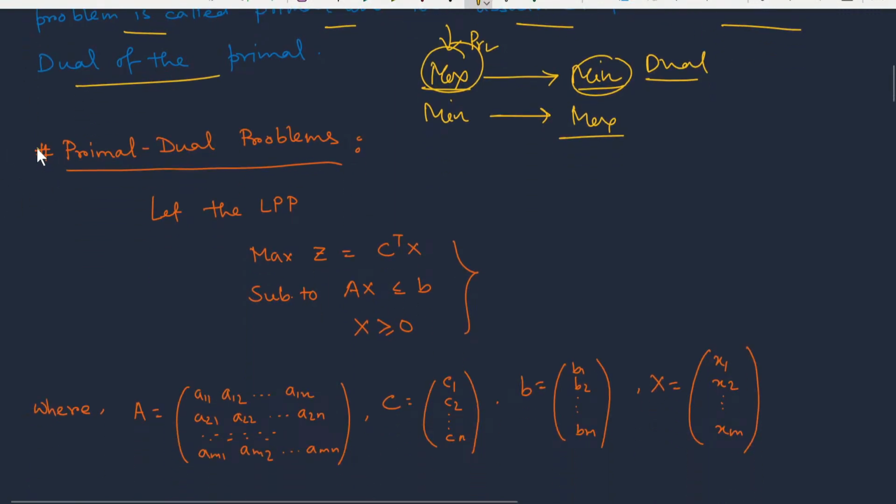Now let us come to the primal and dual problem. Suppose let us consider the LPP: maximum of Z equal to C transpose X.